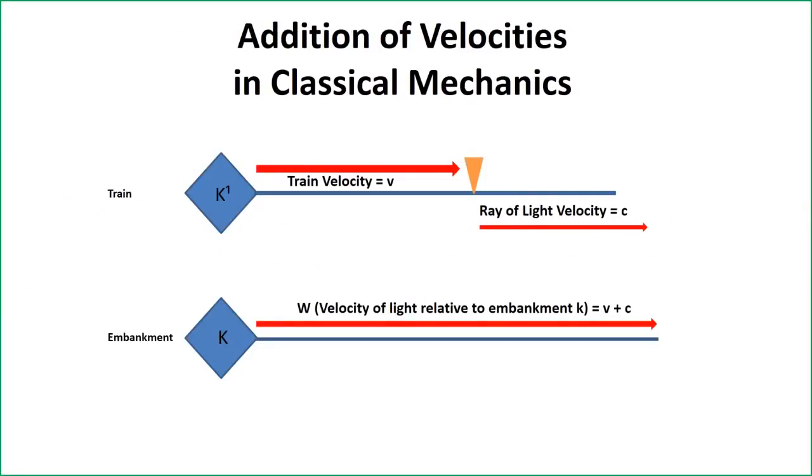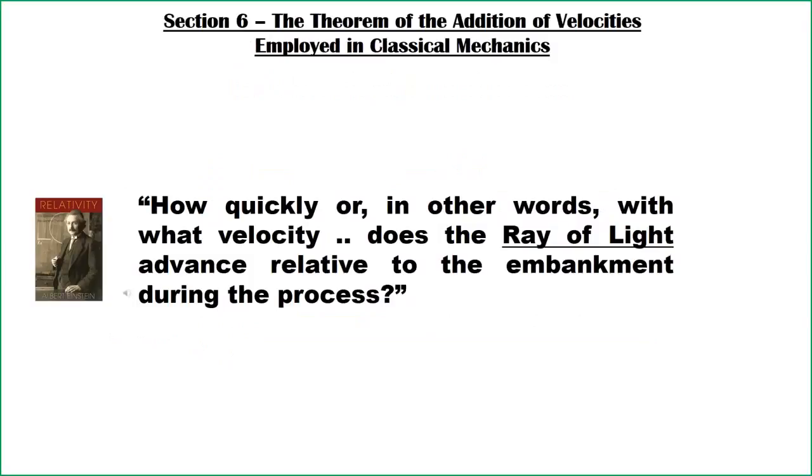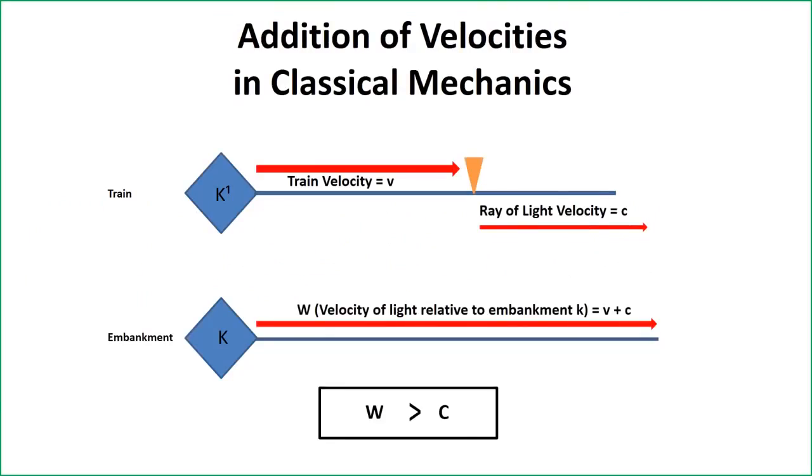We come to the problem if, instead of the man walking, we substitute a ray of light being turned on in the carriage. And then we ask Einstein's question. What is the velocity of the ray of light relative to the embankment? For with the classical theorem, we now get capital W equals v plus c, which means W, the relative speed, is greater than the speed of light. If we preserve the law of the constancy of the velocity of light in a vacuum, then this result cannot be maintained.